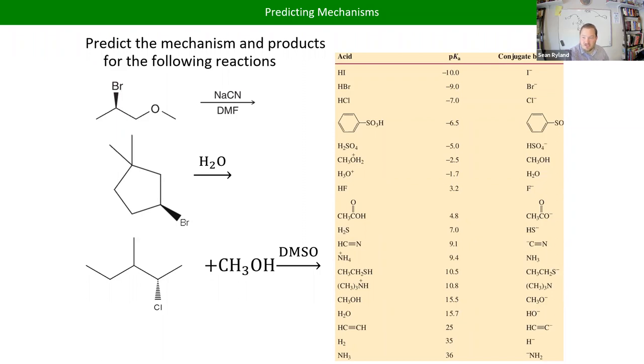Then we would have to consider, okay, maybe some of it's going to go SN1, some of it's going to go SN2. The fact that it's water as our nucleophile tells us that it's going to be predominantly SN1. So if it's SN1, the first step is look at what your intermediate's going to look like and can it rearrange? In this case, not really, right?